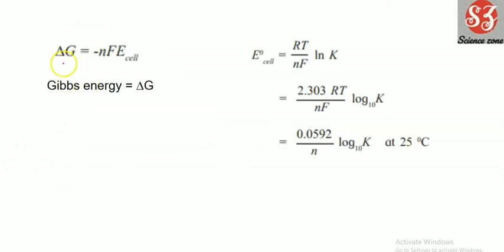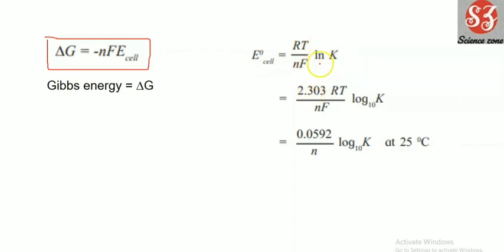Okay. Next, the relationship between Gibbs free energy and E0 of cell, that is the potential of cell. So delta G is equal to minus nFE cell. So the relationship between the Gibbs free energy and the electrode potential of the cell is delta G equals minus nFE of cell. Now E0 of cell is equal to RT upon nF ln K. Remember this, E0 of cell is equal to RT upon nF ln K.